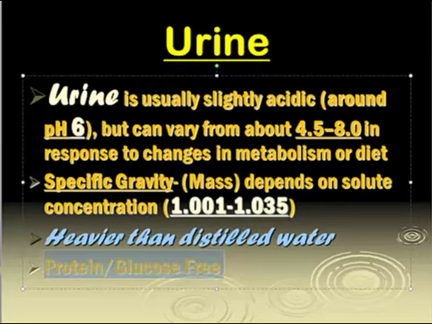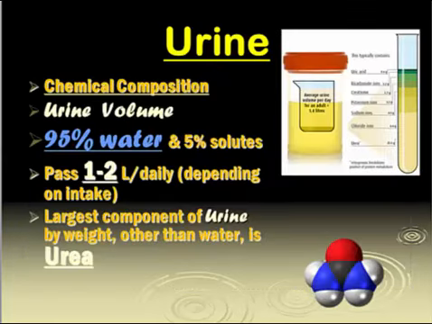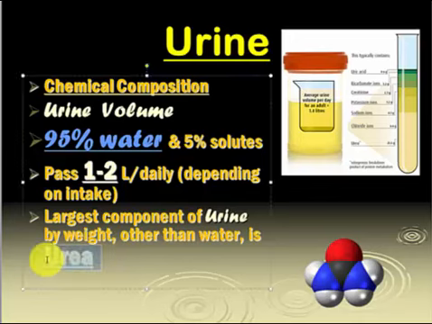Remember, urine should be free of glucose and protein and amino acids because they should have been reabsorbed in the proximal convoluted tubule. Remember, water is the most abundant substance of urine, and the second most abundant substance, making up about 2 to 3% of that solute load, would be the substance known as urea. Again, the average person urinates about 1 to 2 liters daily, but that depends on consumption.